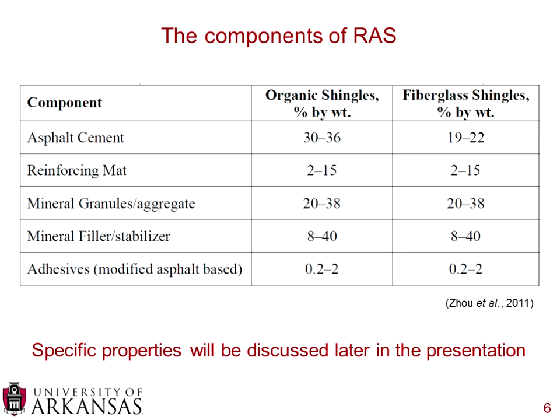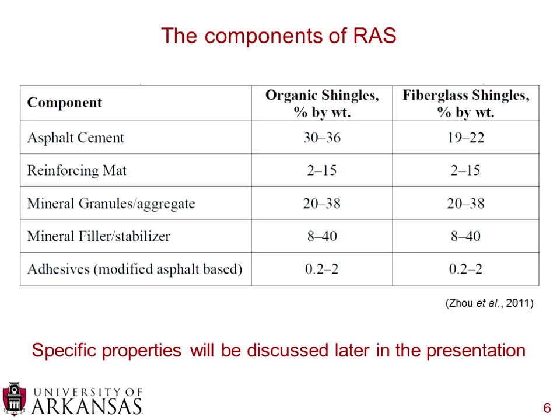These are the components of recycled asphalt shingles. You can see we've got two different types being described here. We have organic shingles and fiberglass shingles. The asphalt cement percentage is higher in the organic shingles, approximately 30 to 36% versus 19 to 22%.